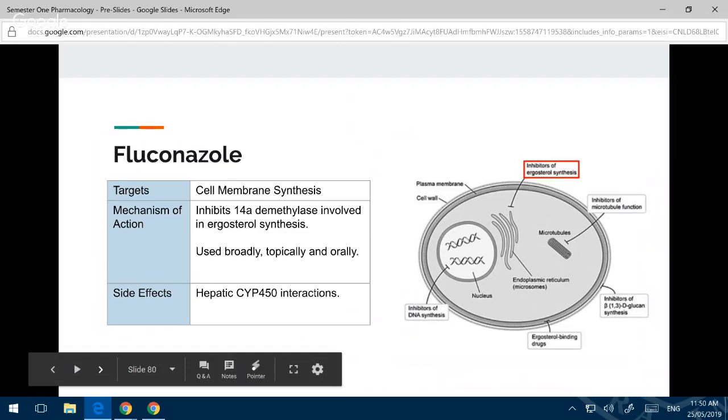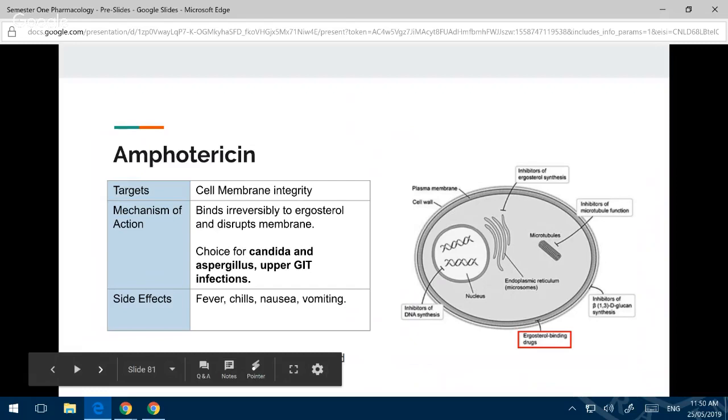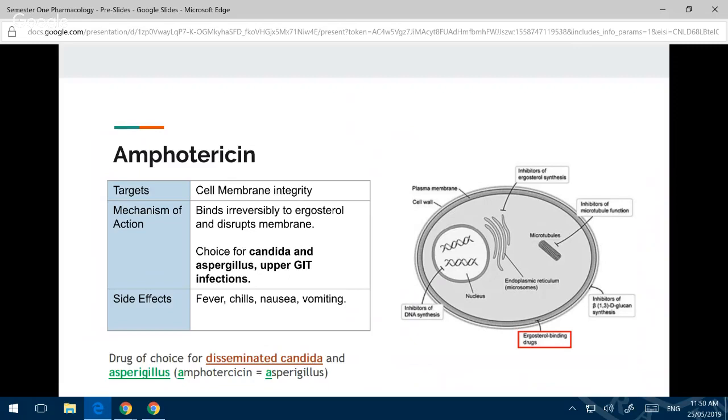Amphotericin is the drug of choice for Candida and Aspergillus and upper GIT infections. It binds irreversibly to ergosterol and disrupts that membrane, but it can leave a host of common side effects. There's a little mnemonic down the bottom to help you as well. Amphotericin starts with A, so does Aspergillus, I guess.